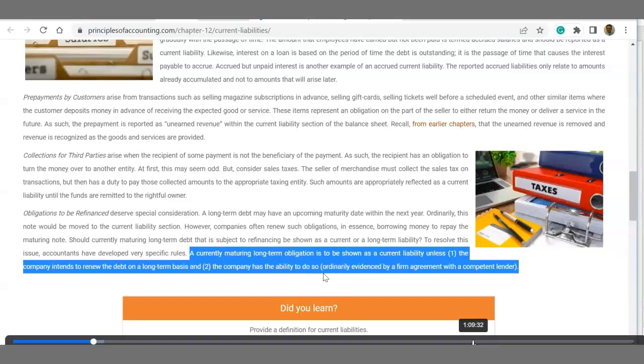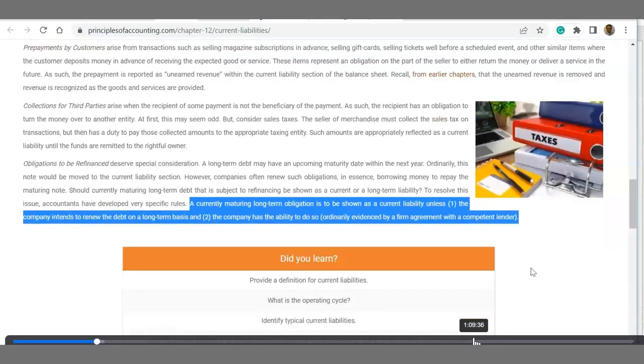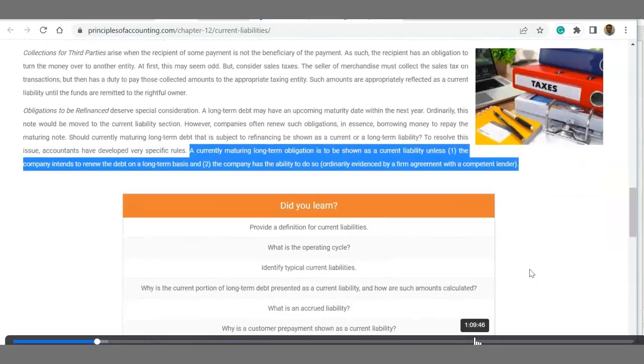And then the second part is, here is a letter from a bank, from a lender that is going to finance this liability for us at, let's say, 10% annual interest rate for another 5 years or 10 years. So you should also have a letter to prove the ability of the company that they can refinance this loan for another longer term. So far, so good.